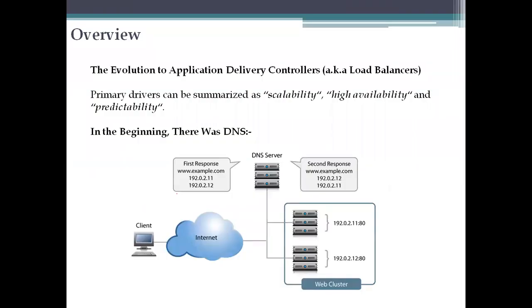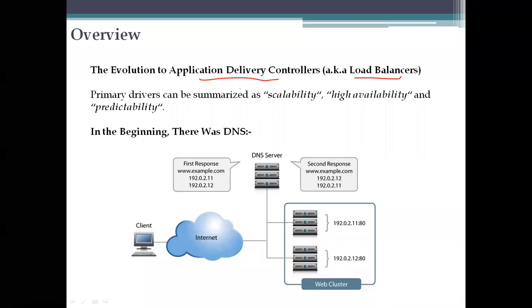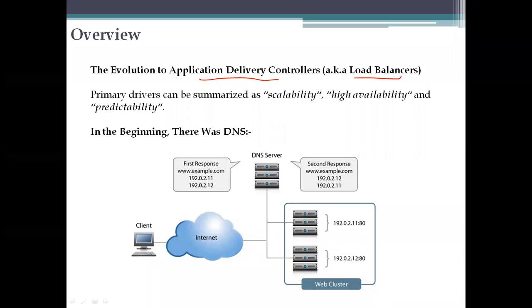Yesterday we discussed the evaluation. It is also called application delivery control. You are running an application, so how can that application be accessible? That can be controlled by the load balancer. The primary uses of this are scalability, high availability, and predictability. These are the primary drivers, to summarize.